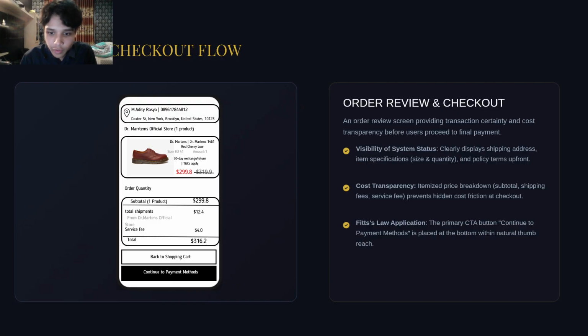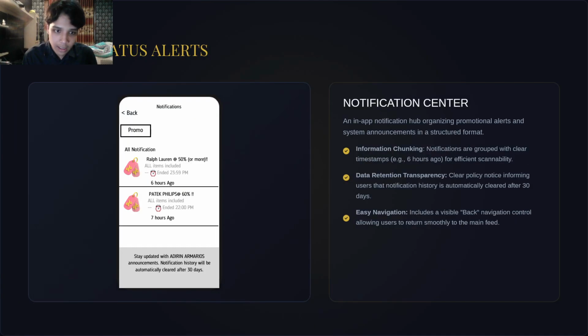Alright, next we have a Fitts's Law application. The primary CTA button to continue to the payment methods is placed at the bottom within natural thumb reach. Alright, with slide 4, notification center, an in-app notification hub organizing promotional alerts and system announcements in a structured format.